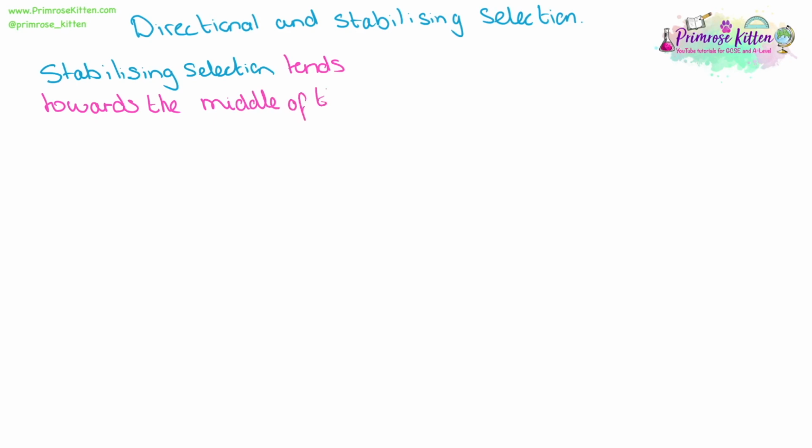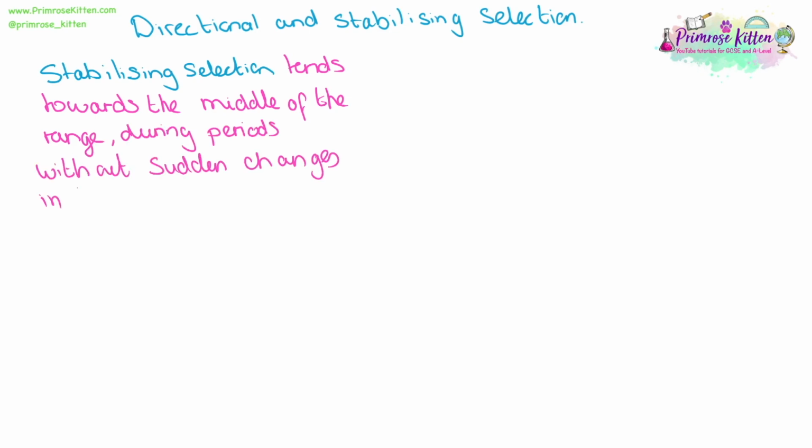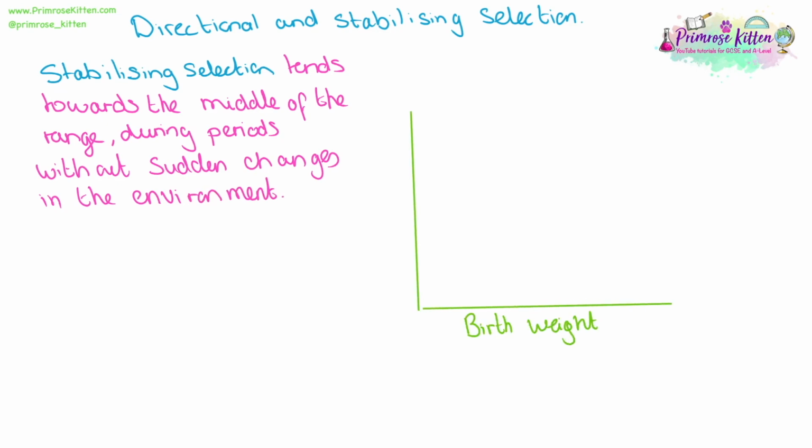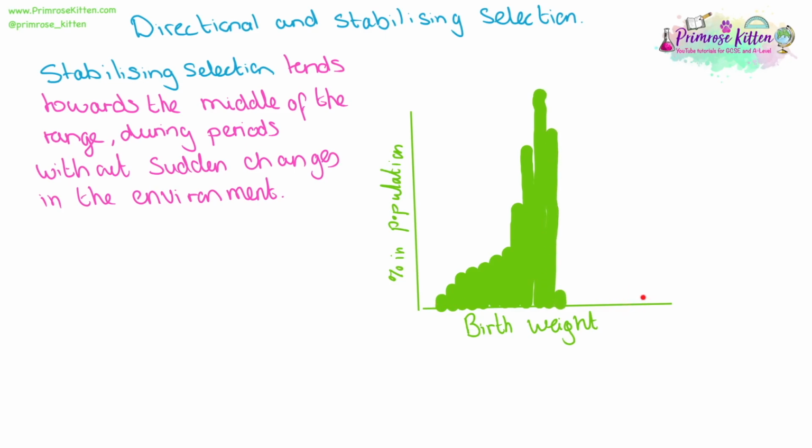Stabilizing selection tends towards the middle of the range. This will generally occur during periods without sudden changes in the environment. Birth weight of babies is one nice example of this. Here we have our bar chart with very tiny babies over here, and over this end we are going to have our very large babies. You can see that the majority of babies are clustered around the middle.